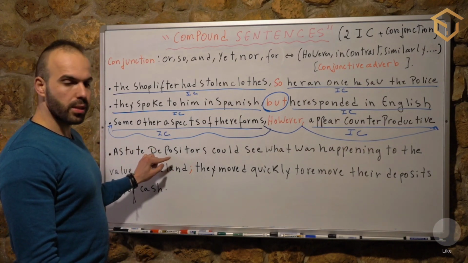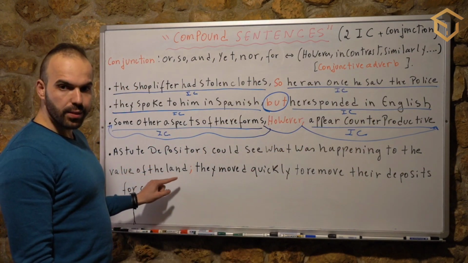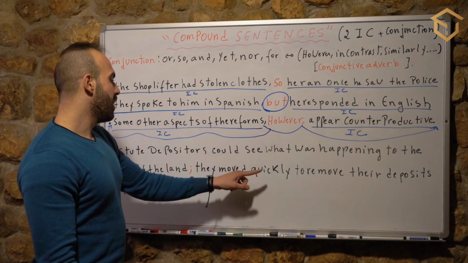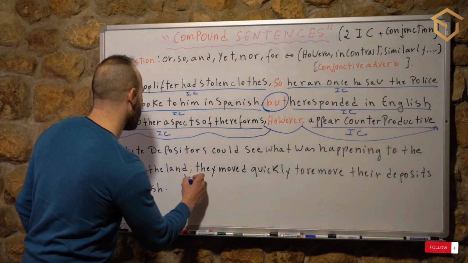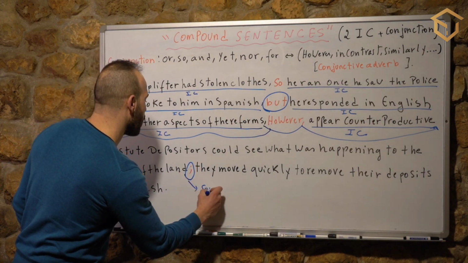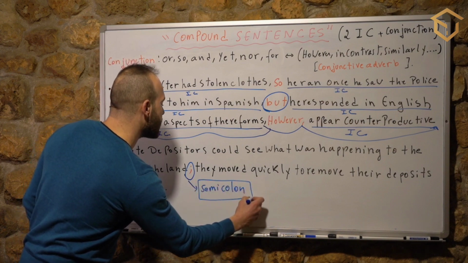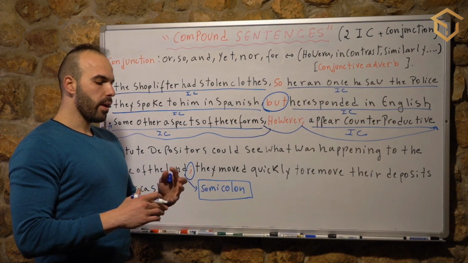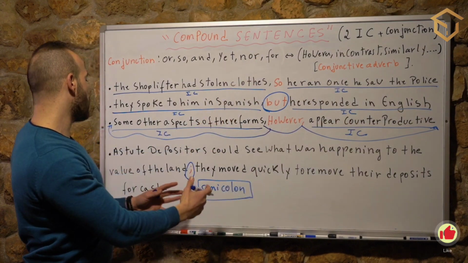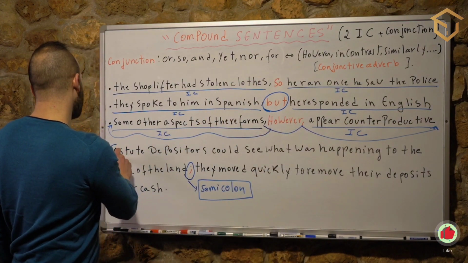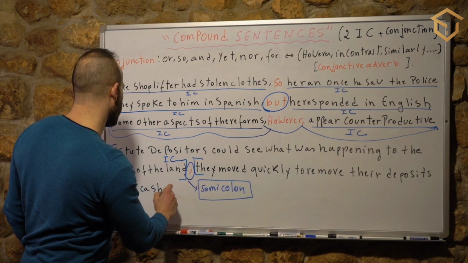Institute depositors could see what was happening to the value of the land; they moved quickly to remove the deposits for cash. Here we have a semicolon. That's what we call a semicolon. Semicolon is considered to be an alternative of conjunction or conjunctive adverb, as you can see. So if you read the sentence, we have two independent clauses. That's an independent clause and that's an independent clause here.